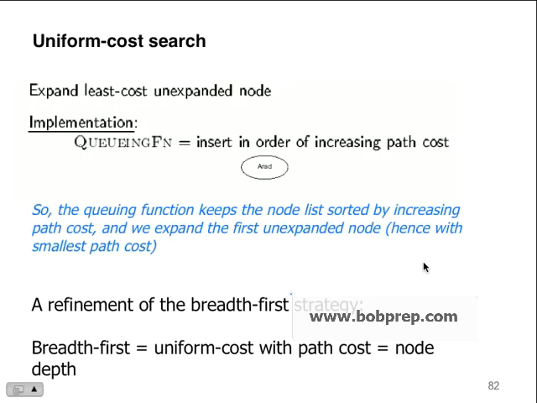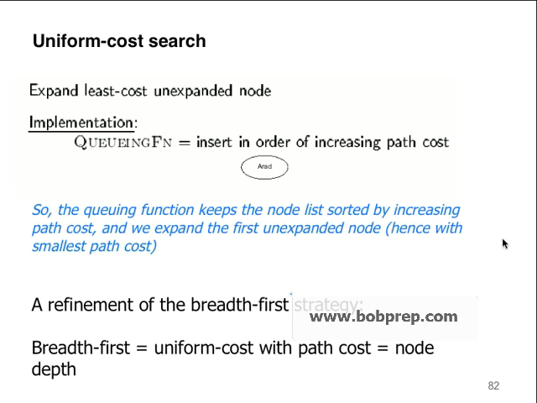So then we have the uniform cost search. We expand the least cost unexpanded node. Instead of expanding all of them, we take the least cost, which is going to be the shortest predicted node. In terms of the implementation, we insert in the order of increasing path cost. So the queuing function keeps the nodes sorted by increasing path cost, which means you have to calculate the path cost. We expand the first unexpanded node, hence the smallest path cost is achieved by looking at the different path costs and only expanding them in the order that we need to.